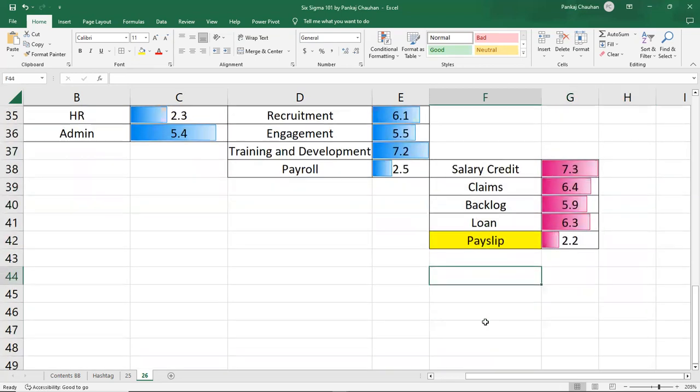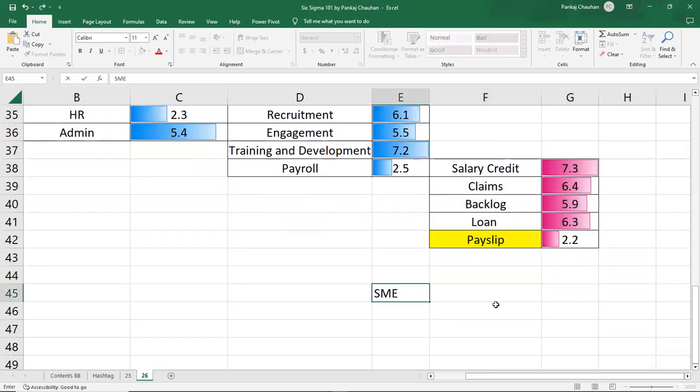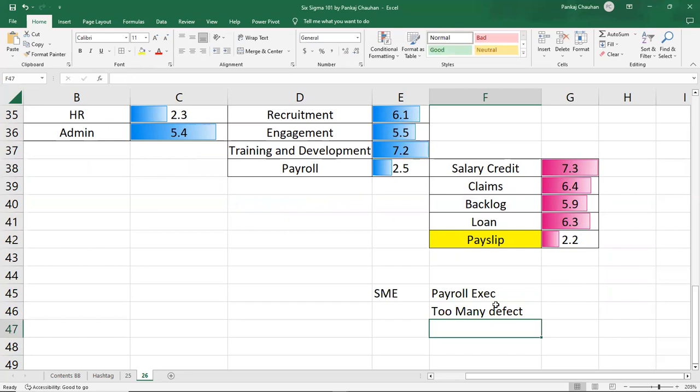Then I will be contacting the SME. SME is the payroll executive here, and I start doing the why-why analysis. I ask, okay, Mr. SME, why is the payslip not released on time? The person is telling me that there are too many defects while we are doing the calculation to release the payslip.